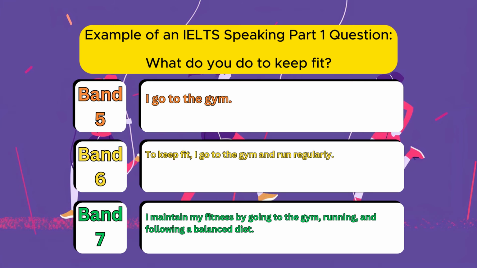Band 5. I go to the gym. Band 6. To keep fit, I go to the gym and run regularly. Band 7. I maintain my fitness by going to the gym, running, and following a balanced diet.